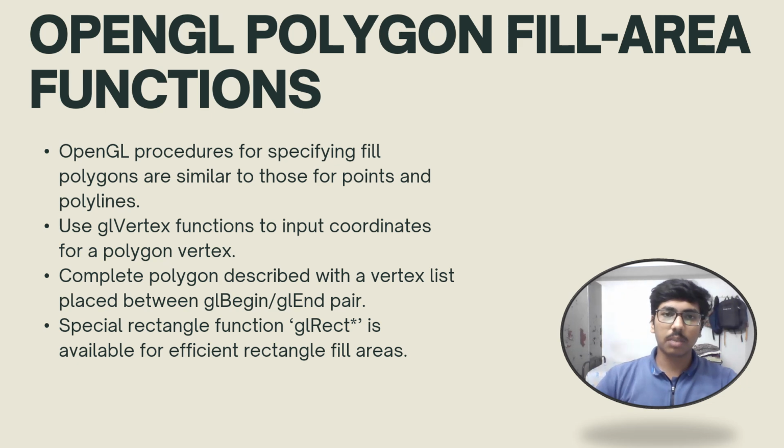Now let's discuss OpenGL polygon fill area functions. OpenGL procedures for specifying fill polygons are similar to those for points and polylines. Using glVertex functions, we can input the coordinates for the polygon vertices. For any vertex, we use the glVertex function and specify the coordinates in it. I'll be showing it through an example further on. A complete polygon is described with the vertex list placed between glBegin and glEnd. So glBegin specifies the start of any polygon or shape which we are going to create, and glEnd ends the polygon, basically.